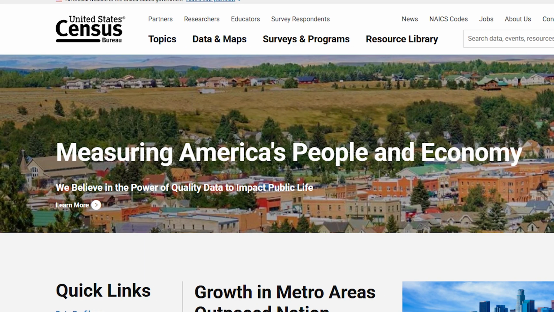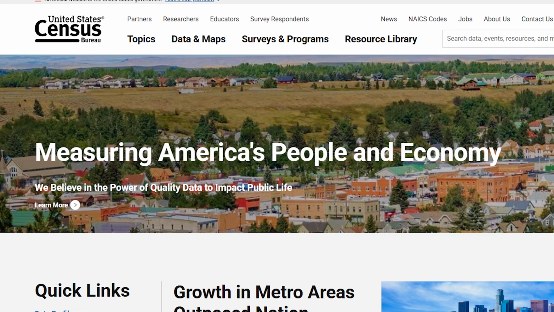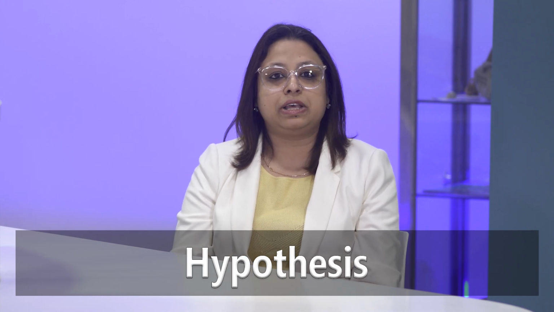A good example of quantitative research is the U.S. Census Bureau, which uses surveys to analyze data from across the country. We also need to keep in mind that quantitative research uses a deductive approach. That is, it begins with a hypothesis and then tests it to see whether it's accurate. In simple words, a hypothesis is an educated guess or explanation for something that can be tested with the help of existing data or fresh data collected.